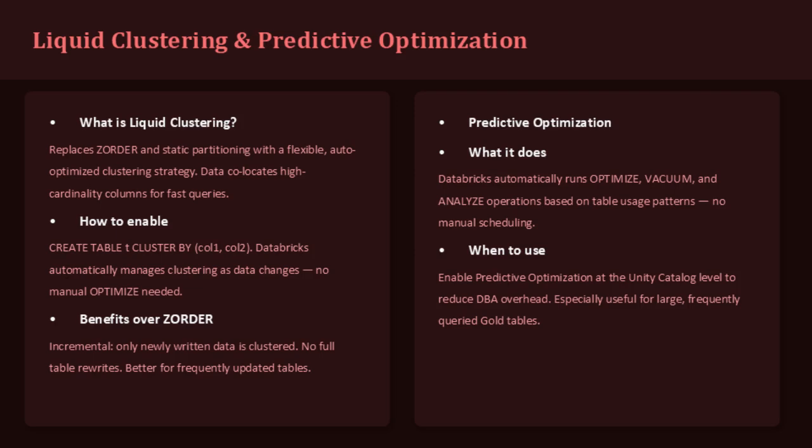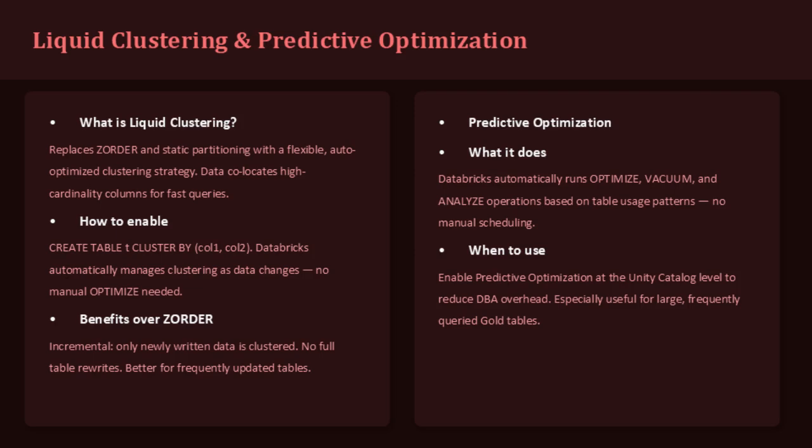Now, liquid clustering and predictive optimization. Two newer features that reduce manual tuning work. Liquid clustering replaces Z order and static partitioning with a flexible auto-optimized clustering strategy. It co-locates high cardinality columns so queries stay fast. You enable it with a CREATE TABLE T CLUSTER BY some columns. From there, Databricks automatically manages clustering as data changes. No manual optimize is required.